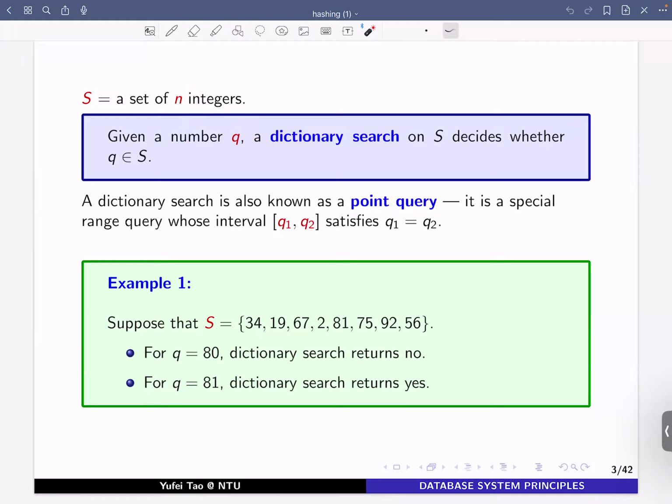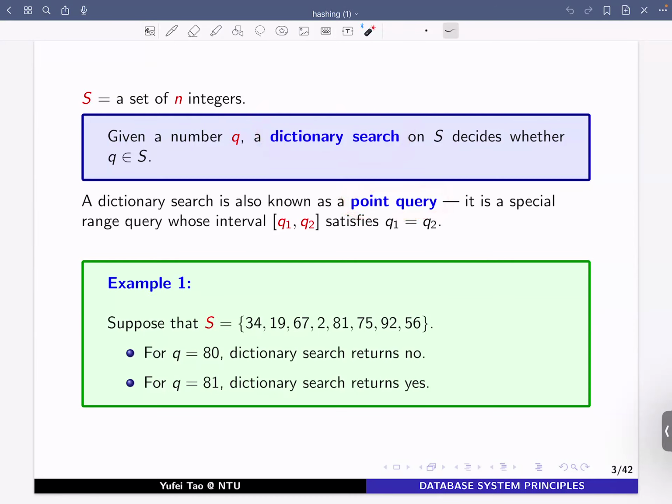Last time we talked about range queries. So let's recall that a range query is given an interval from Q1 to Q2, and a range query returns all the integers in the input set S that are covered by the interval. Well, if Q1 and Q2 are identical, then the range query reduces to what is known as a point query. So it's no longer an interval here, it's a point. And a point query is just a dictionary search. All right, so a dictionary search is sometimes also known as a point query.